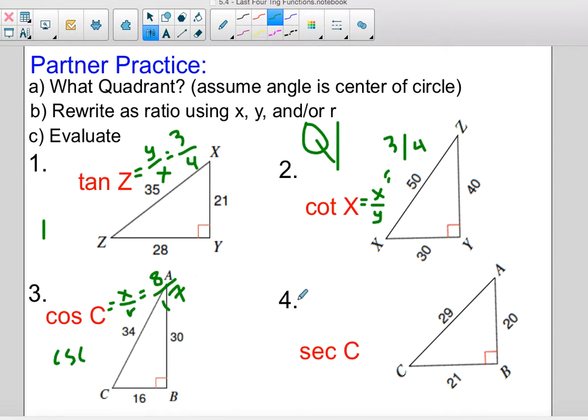And then the last one, we have secant of c. So secant is the reciprocal of cosine. If you think about cosine, that's x over r. So secant of c is going to be r over x, right? It's the hypotenuse over the adjacent, which is x. So in this case, it's going to be 29 over 21. And again, these are all finding trig ratios. These fractions represent trig ratios.